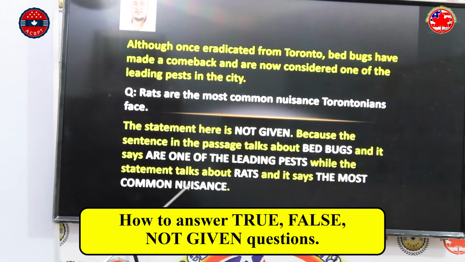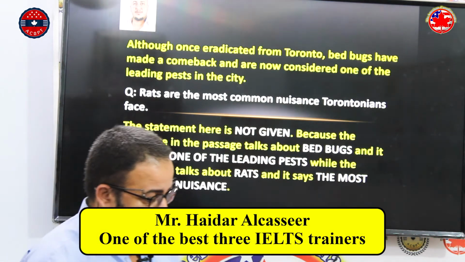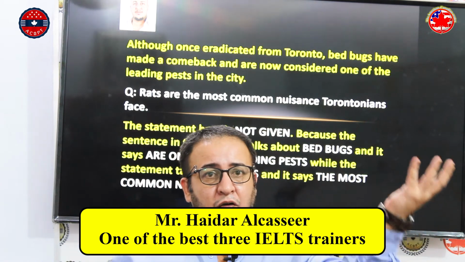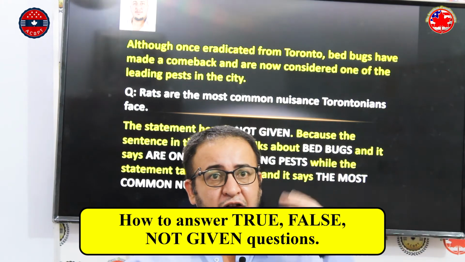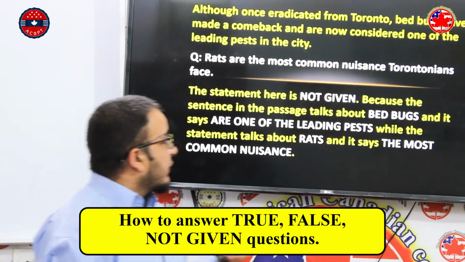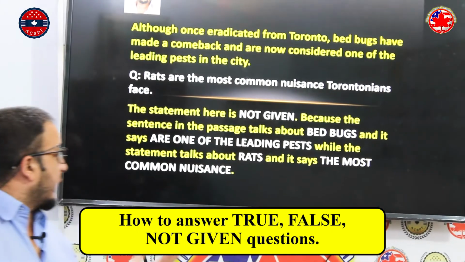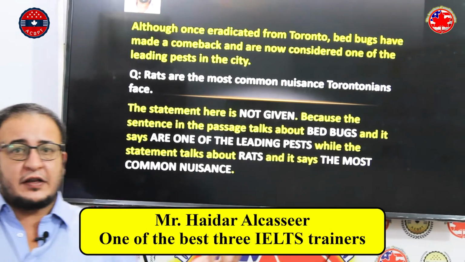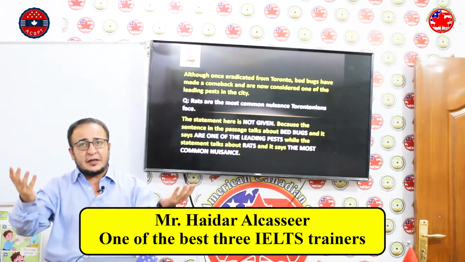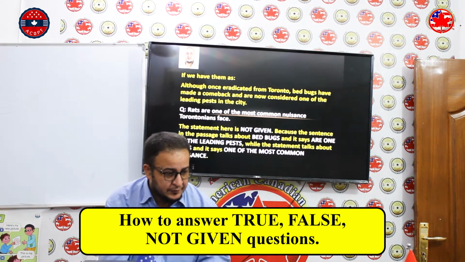While the statement talks about rats and it says the most common nuisance. So when you have here bed bugs are one of the leading pests, it doesn't say whether it's the leading pest or not. While the question says rats are the most common nuisance, which means the leading pests. So we cannot decide whether this statement is true or false. In this case, it will be not given.